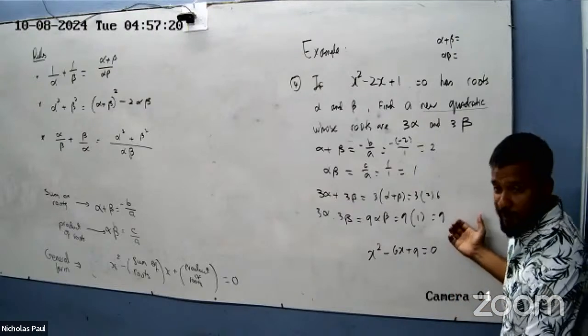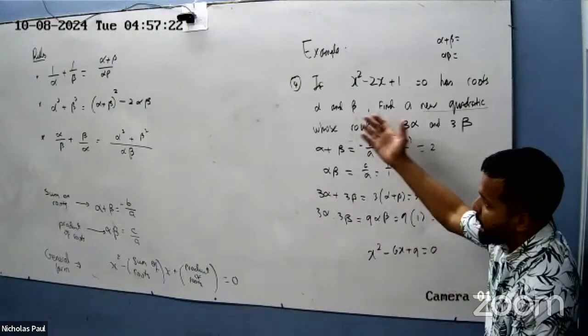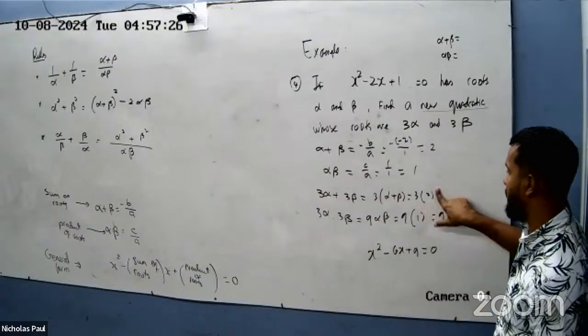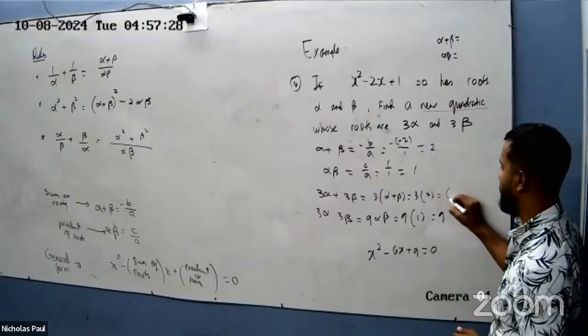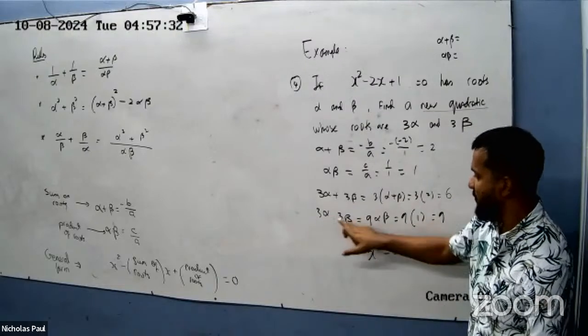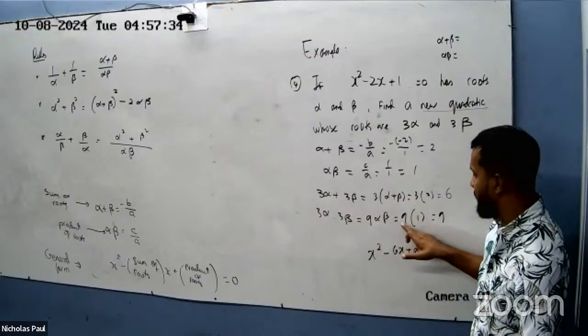So again, this is supposed to be a simpler part of quadratics, but you have to remember your rules. 3 by 3 is 9. Alpha by beta, so again, 9 by 1.